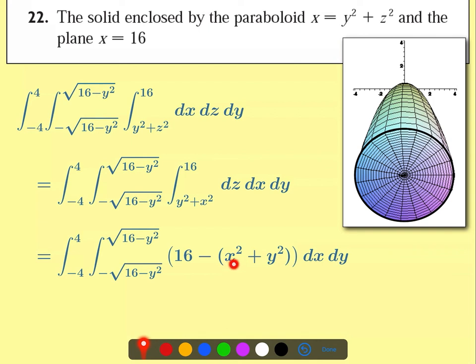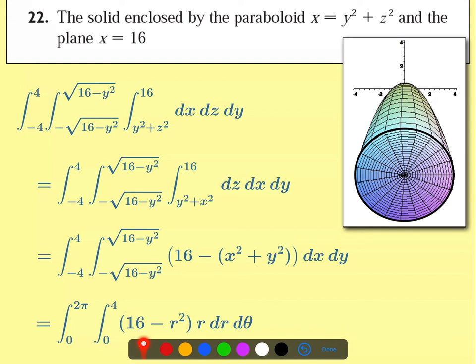Well, imagine integrating this with respect to x. You're going to have an x cubed over 3. You're going to evaluate it at these limits. You're going to end up with 16 minus y squared to the 3 halves. Things start to get messy. But if we switch to polar coordinates, we have theta going from 0 to 2 pi all the way around the circle, and r going from 0 to 4 because it was a circle of radius 4. 16 minus r squared, and dx dy becomes r dr d theta. You can see that's an easy integral to solve. You're just integrating 16r and r cubed, getting some number, and then you're integrating a number d theta, so you get 2 pi times that number.